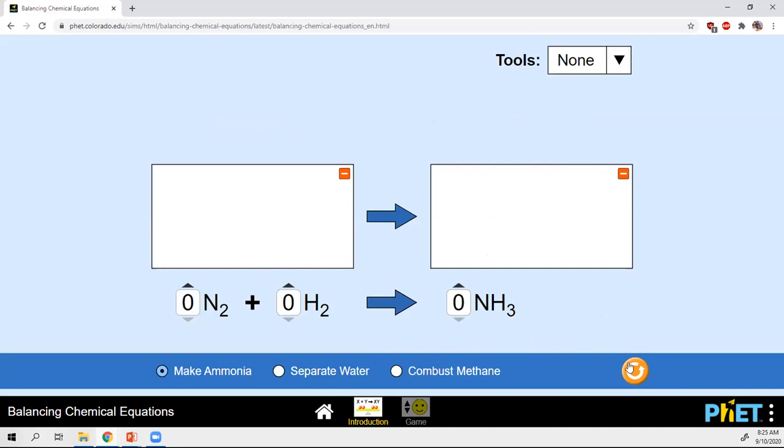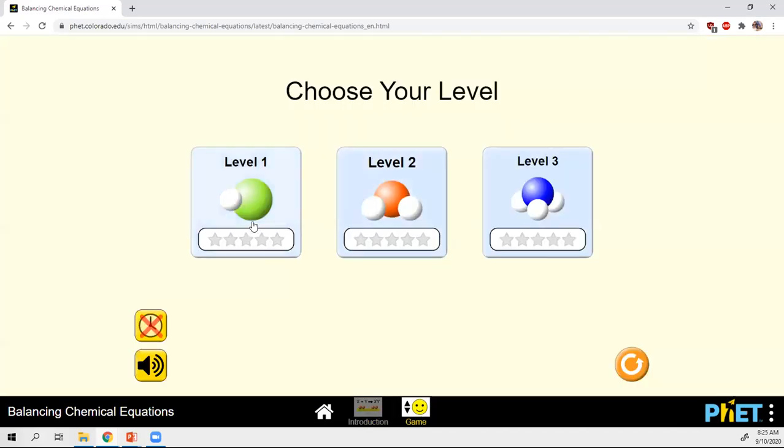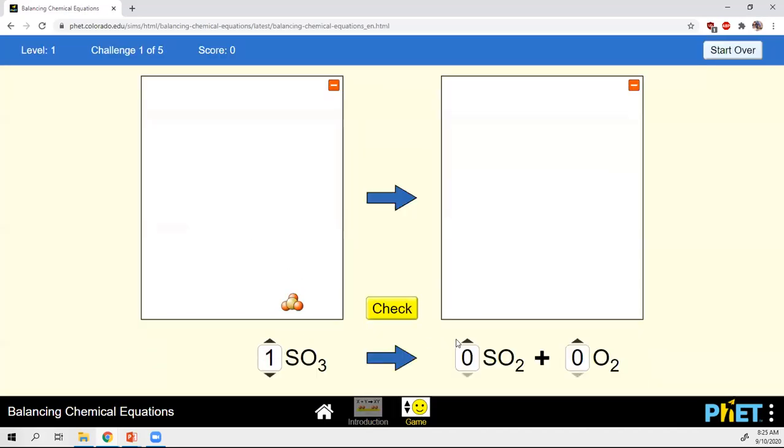Okay. When you're done with that one, you can also play the game. The game just has some different difficulties about it. You can still use your tools if you want, or you can be on your own as you try to work through this.